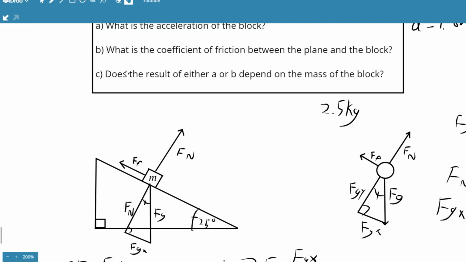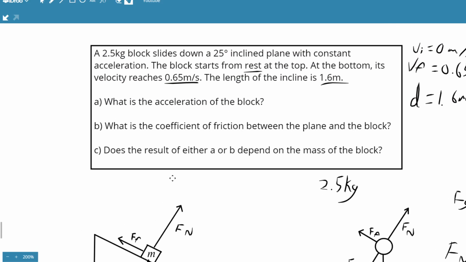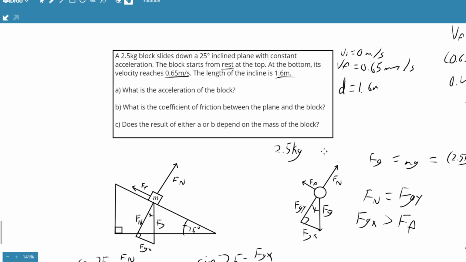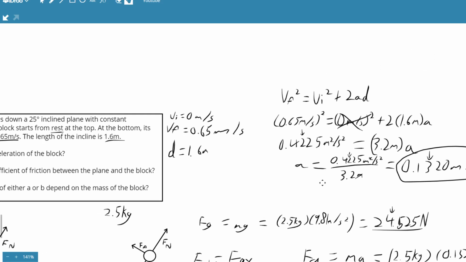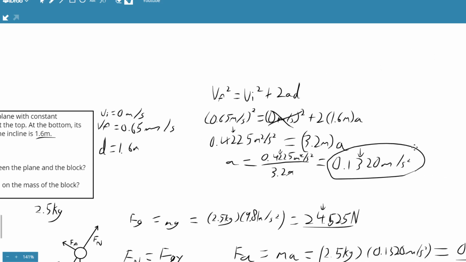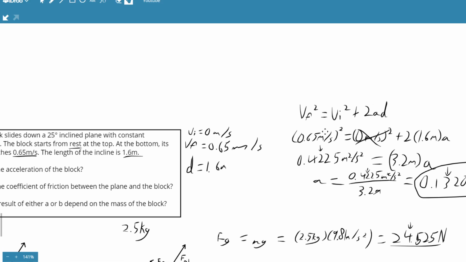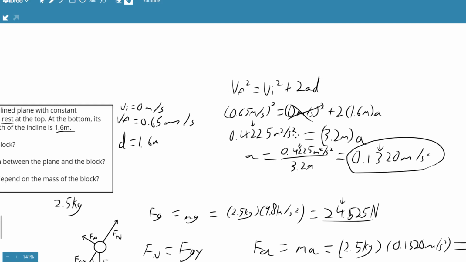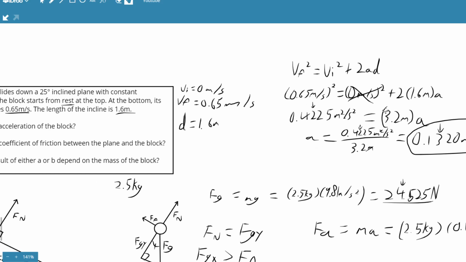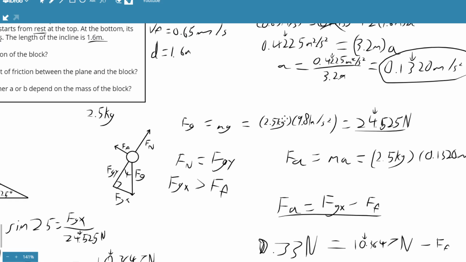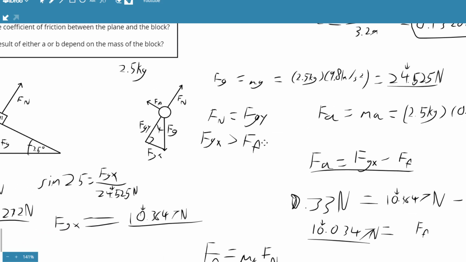So now all that's left is C. This isn't really, can't really explain this with physics. Can't really do any calculations to prove this, but does the result of either A or B depend on the mass of the block. So let's just look at A. Do we ever use mass here? No. So that is our answer. A does not depend on the mass of the block, because all our variables have nothing to do with mass. Now if we look at B, we do use mass a couple of times here, here, and yeah, there.